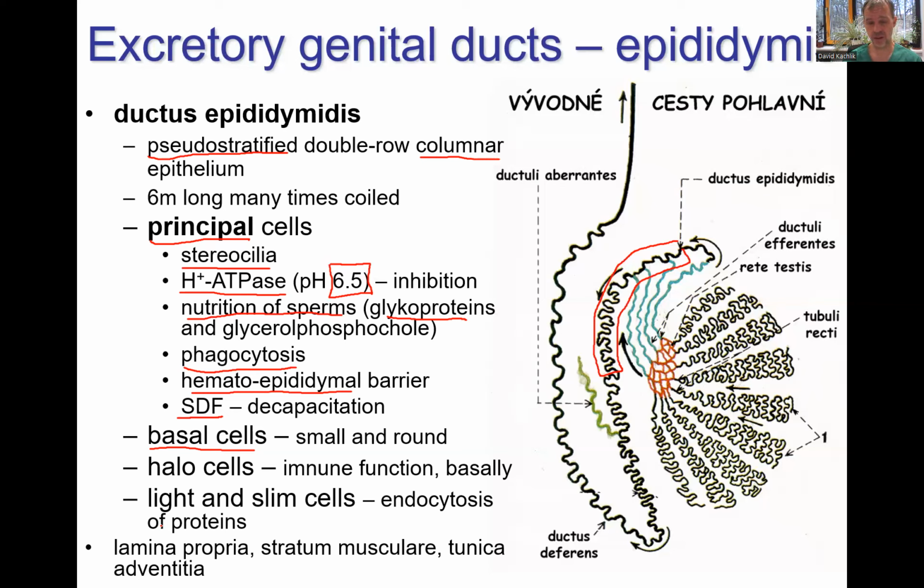Then we can find some immune cells basally having a light corona around, so they are called halo cells. And then there are cells which serve also for removal of proteins, and they are called light and slim cells. So that's the mucosa. Of course, below the mucosa, lamina propria, and again another two layers. So a muscle layer formed by smooth muscle cells and tunica adventitia, so loose connective tissue. So that's the epididymal duct.